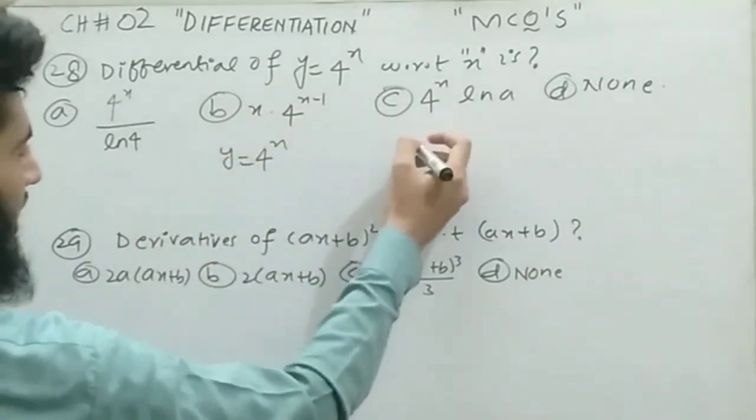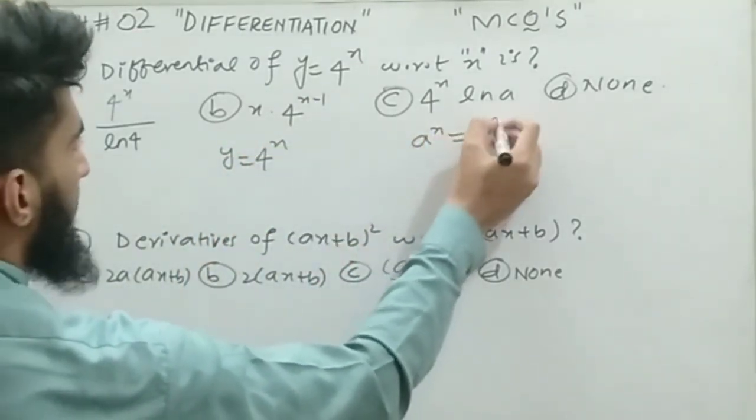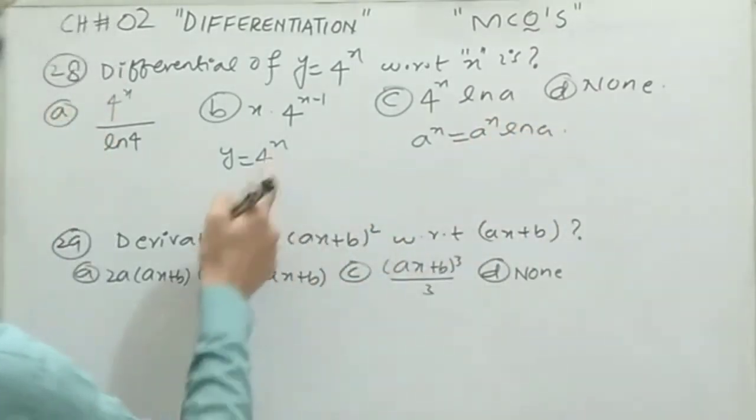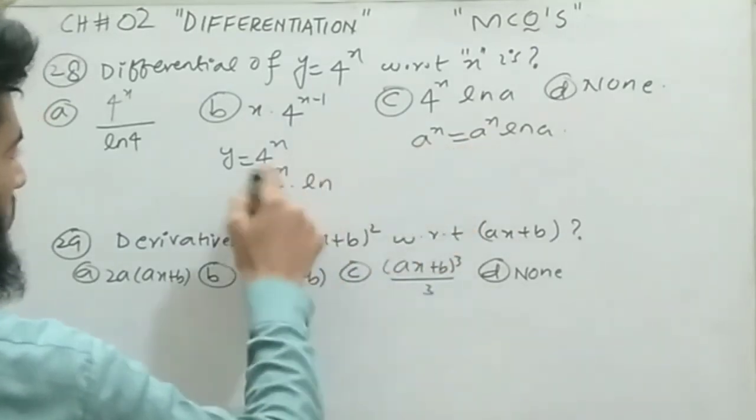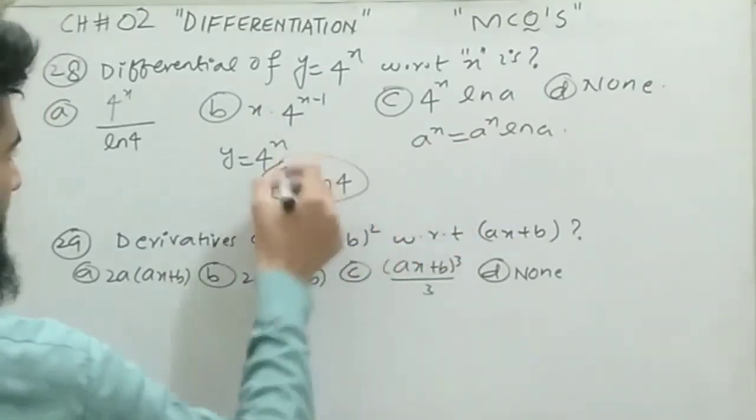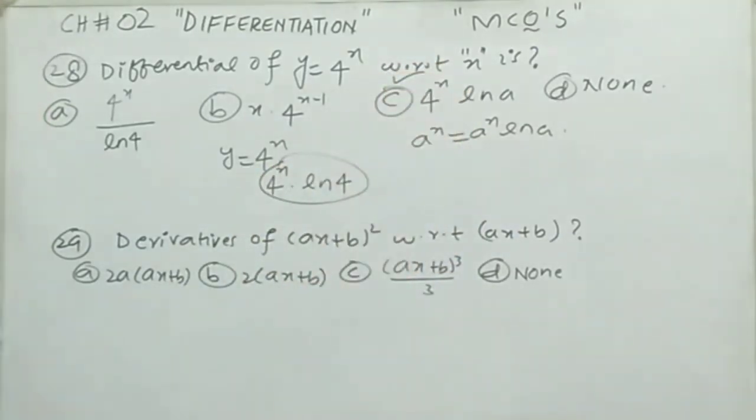Using the formula, the derivative of a power x is always equal to a power x ln of a. So the derivative will be 4 power x dot ln of a. Ln a is actually 4. So the derivative will be 4 power x ln of 4, required option C.